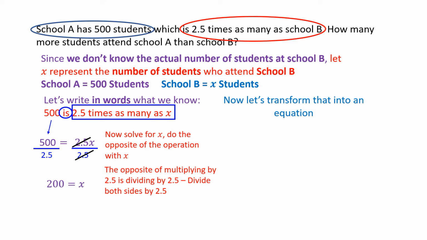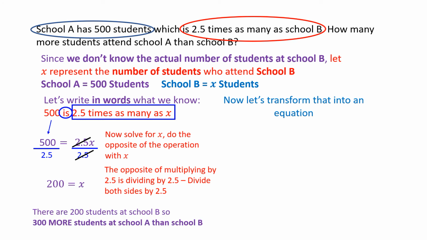So 200 is the number of students at School B. That's not what the question asked for. The question said how many more students attend School A. So 200 students go to School B, and that means 300 more students are at School A because School A had 500 students, School B has 200 students. There are 300 more at School A than at School B.